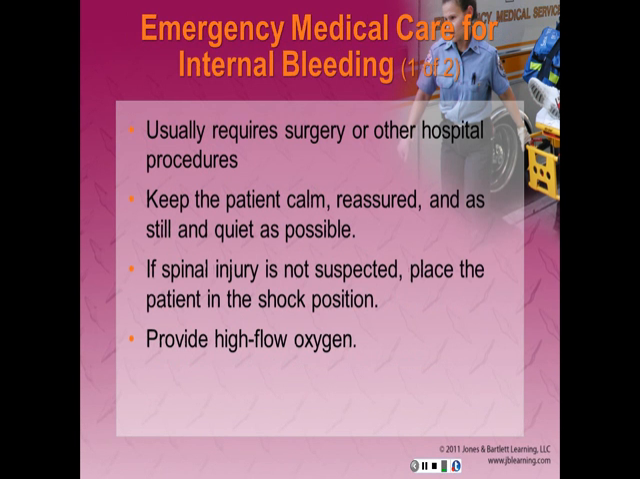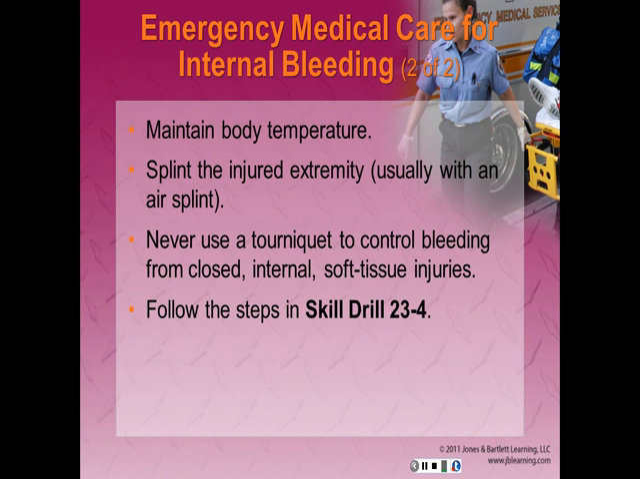Emergency medical care for internal bleeding. Controlling internal bleeding or bleeding from major organs usually requires surgery or other hospital procedures. You must keep your patient calm, reassured, and as still and quiet as possible. If spinal injury is not suspected, place the patient in the shock position and provide high-flow oxygen. Maintain their body temperature, splint injured extremities, generally using an air splint, and never use a tourniquet to control the bleeding from closed internal soft tissue swelling and trauma. Follow the steps in Skill Drill 23-4 to care for patients who are experiencing internal bleeding.